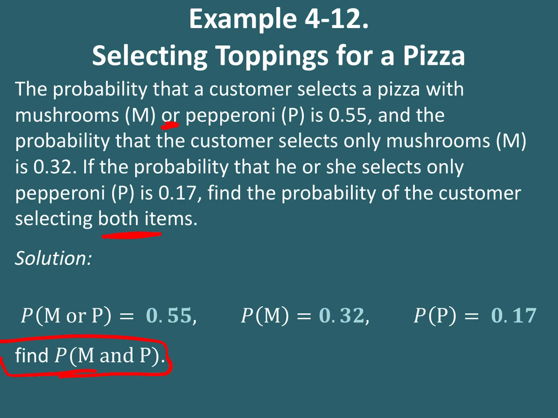Note that in the example above, they tell us that the probability that the customer chooses mushroom or pepperoni is 0.55, and that the probability that the customer chooses just mushroom is 0.32, and also the probability that the customer chooses just pepperoni is 0.17. Now, since there are customers who definitely put both mushroom and pepperoni on their pizza, these once again are not mutually exclusive.